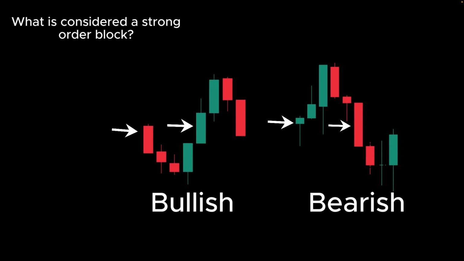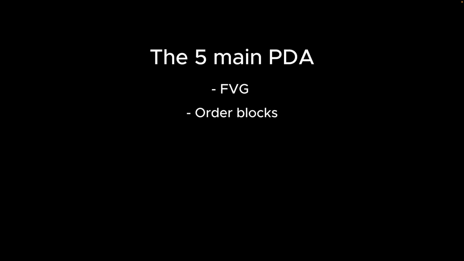The one other thing is PD arrays. Obviously a fair value gap is a PD array, and an order block is a PD array. So what are PD arrays? PD arrays consist of the five main PD arrays. Now there are more than this, but these are the main PD arrays in SMC, the only ones that I use, and for the most part what the majority of traders use, and that is fair value gaps, order blocks, mitigation blocks, breaker blocks, and rejection blocks.